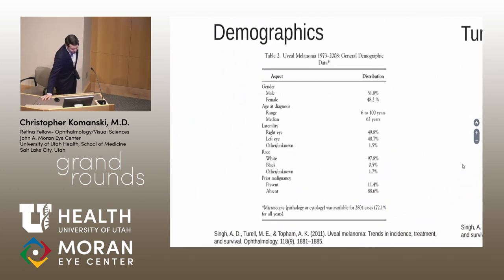The demographics is pretty equal amongst men and women. Now, it's typically a disease of older people. However, the range in this series was anyone from 6 years old to 100 years old. And it's also a disease primarily of Caucasian people, with about 98% of these in the U.S. being diagnosed in Caucasians. Interestingly, there's an elevated incidence of prior malignancy at 11%, but most of these people do not have a history of prior malignancy.